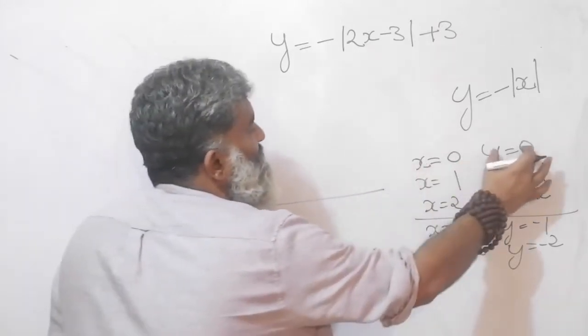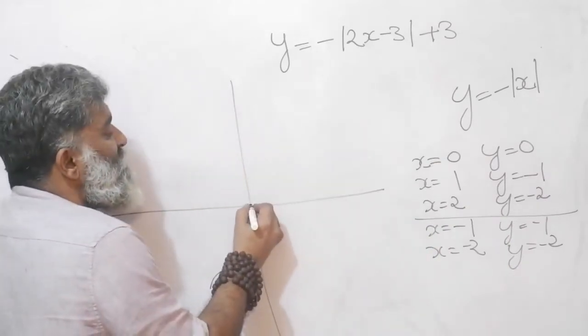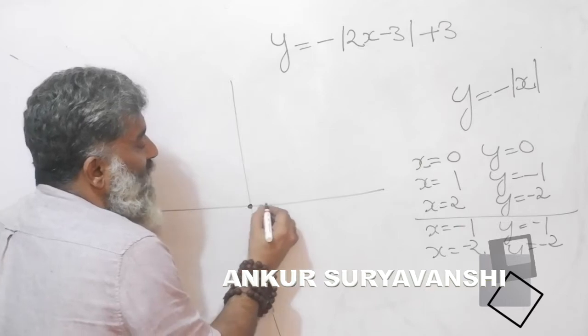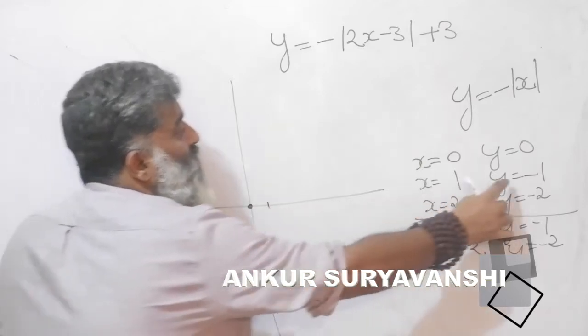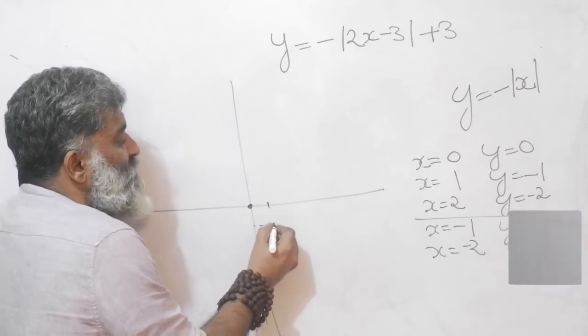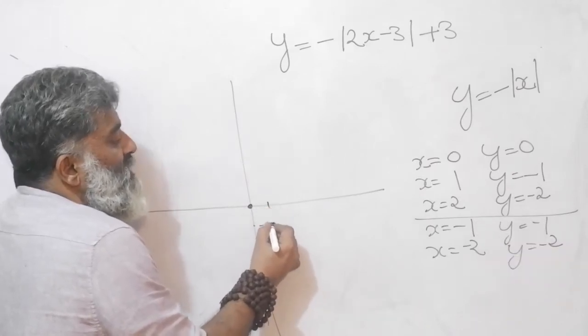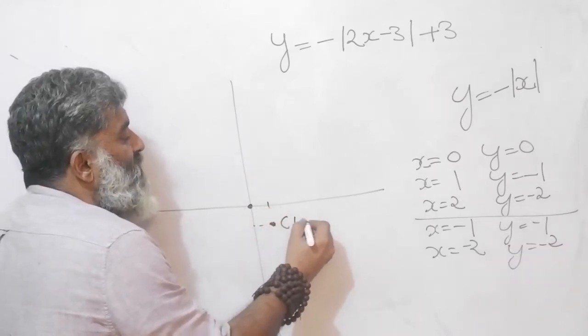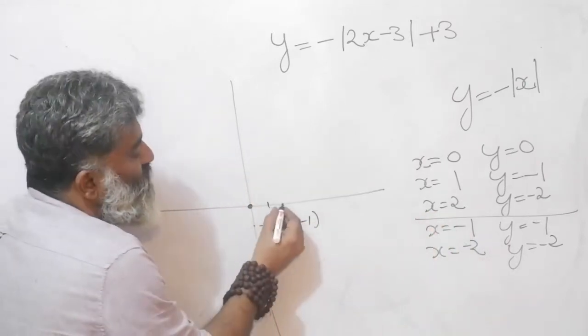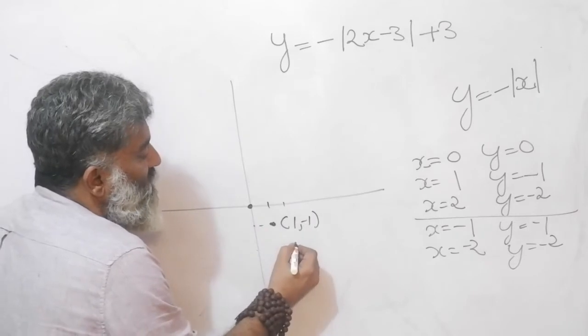So x is equal to 0, y is equal to 0. Where is this point? Here is this point. x is equal to 1, that means 1 unit in this direction. y is equal to minus 1, that means 1 unit in this direction. So this point is 1 comma minus 1. Next point is 2 comma minus 2. So 2 and minus 2 somewhere here.